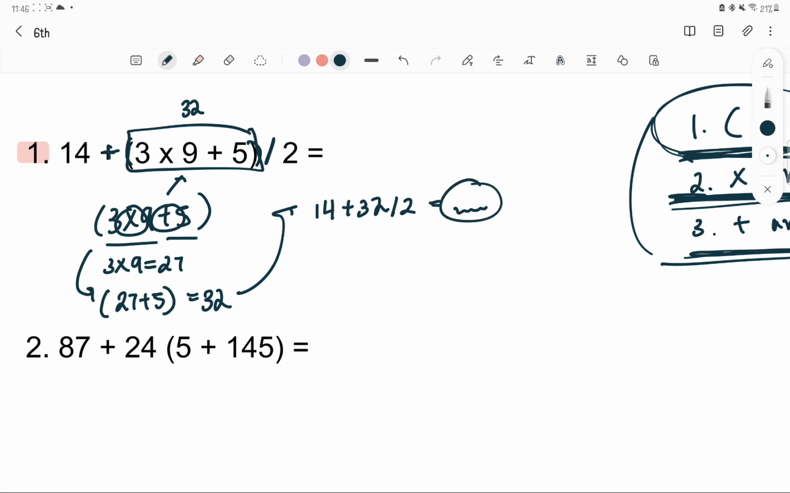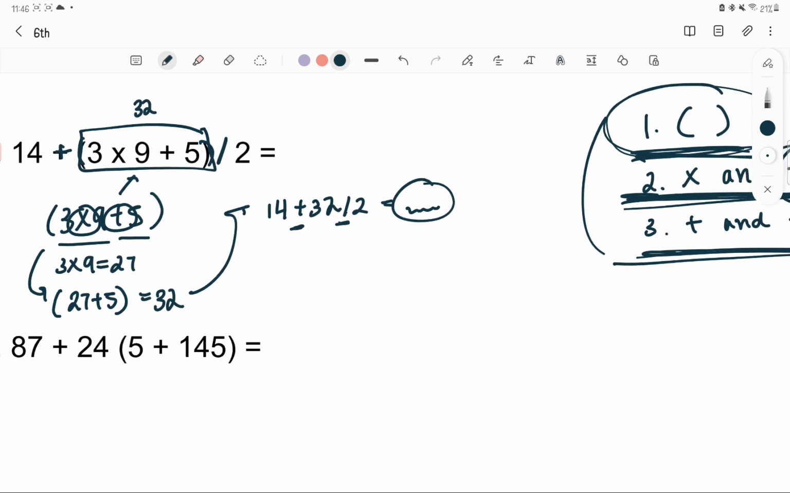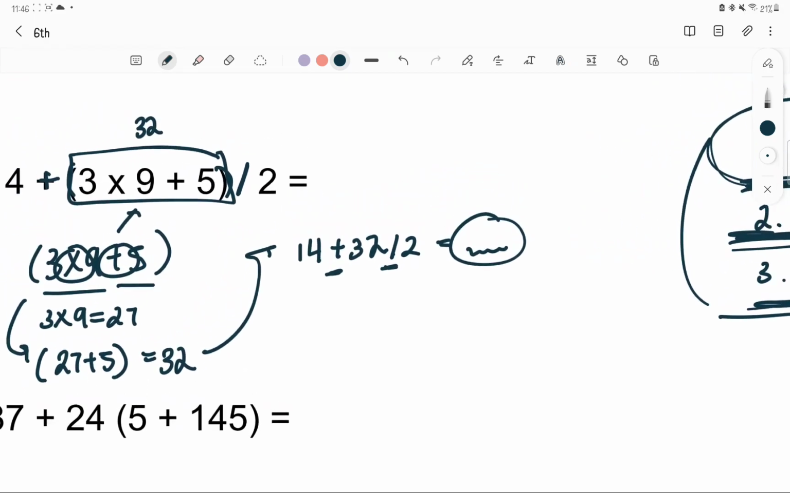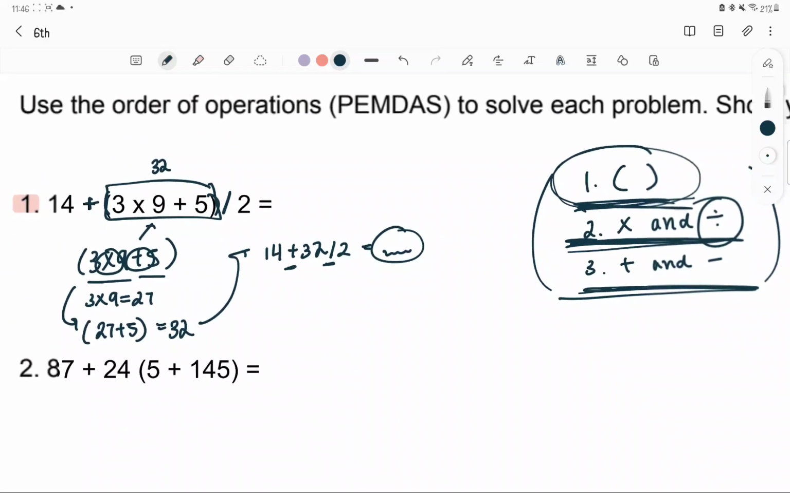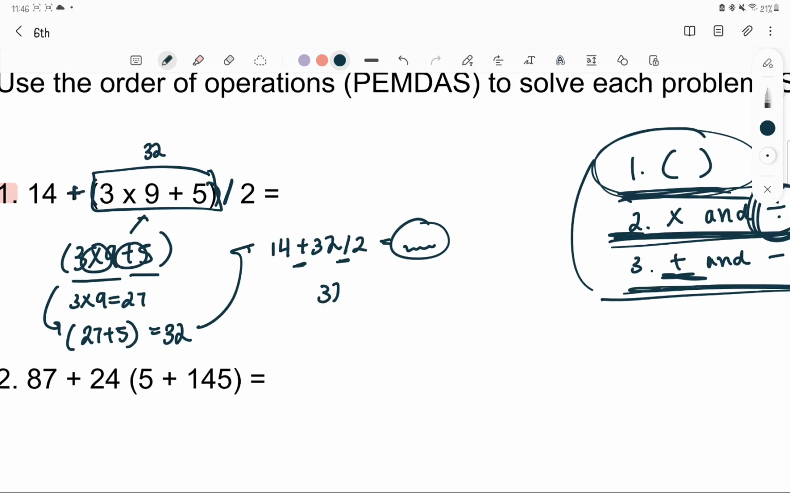But now you have to be careful that there's division and there's addition at the same time, right? But without parentheses and without multiplication or anything. So now, if you look at the law, you have to do the division first, then addition. So 32 divided by 2 is 16, and 14 plus 16 is 30. So the answer is 30.